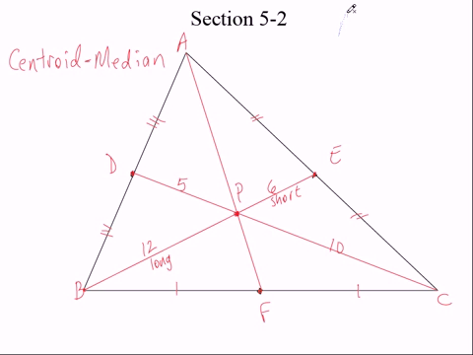What if I gave you this? What if I said that AF was 18? What do you think? If AF is 18, what do you think the two lengths are, AP and PF?